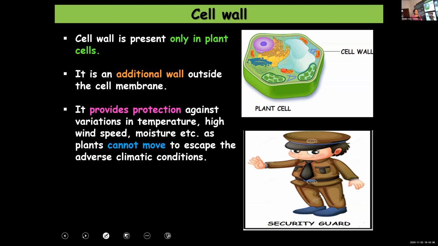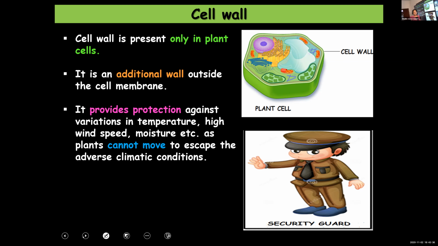But animals, if it is raining in one particular region, they can run and move to some safer places, or they can go to some shade. Whereas if it is a plant, the plants cannot move. And because of that reason, to give them extra protection, they have one more layer. You call it a cell wall. So don't get confused between cell membrane and cell wall.